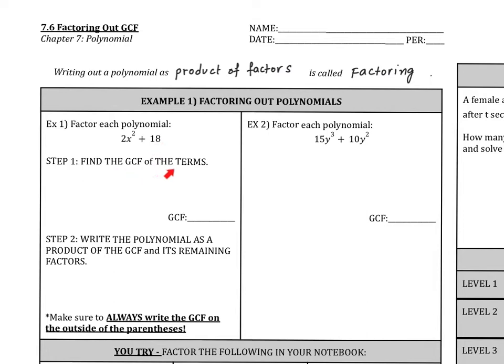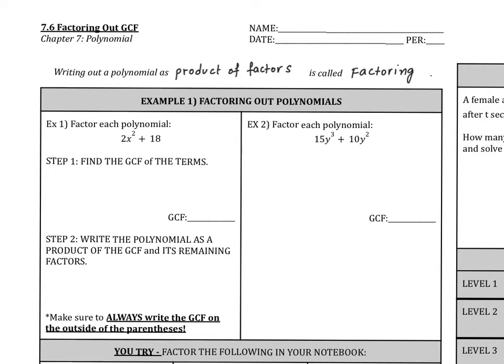Find the GCF of the terms. The GCF is the greatest common factor that divides the first term and the second term. In this case you have two terms, 2x squared plus 18. Now what is the number or variable or both that divides 2x squared and 18? I can see that in 18 you don't have x.